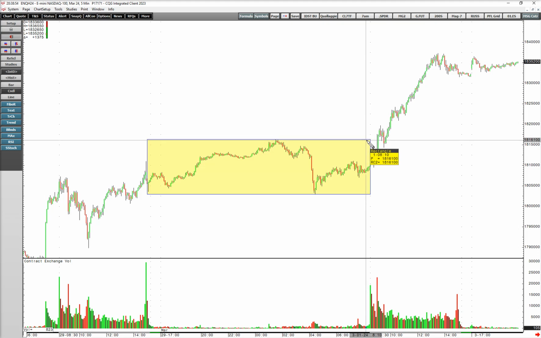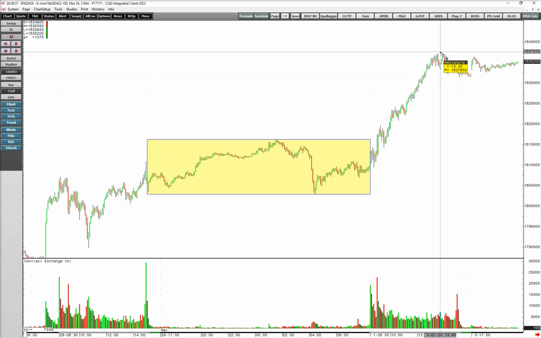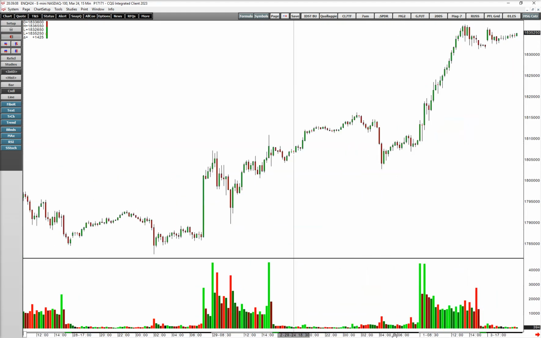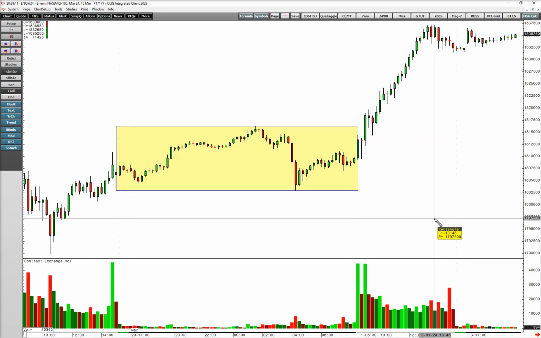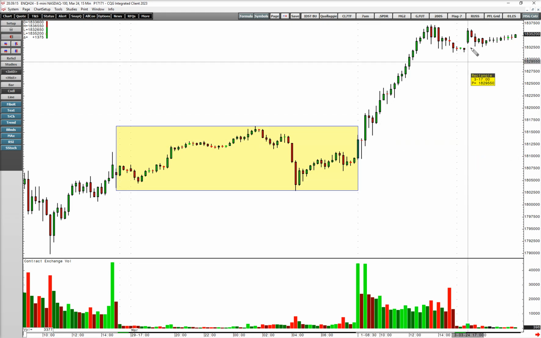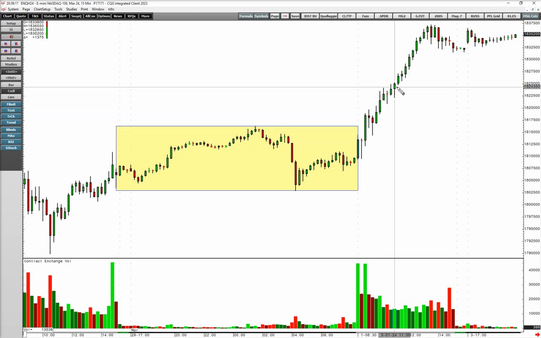From this level here, you're talking about 18,163. We got as high as 18,372, so about 209 points in this one direction. This is on a 5-minute chart. If you look at it on a 15, there's even less noise. From the time you broke out, you had this little pullback here, but then pretty much a straight up move.